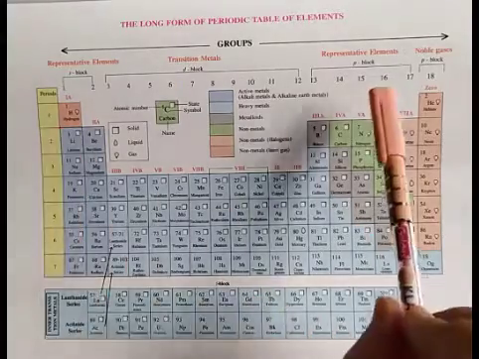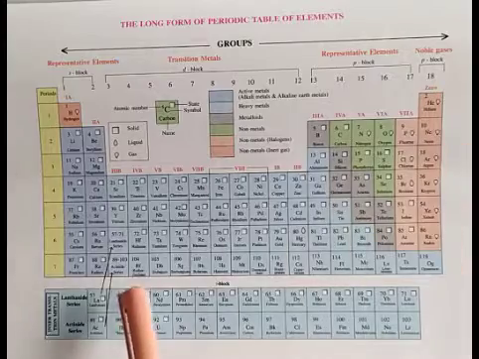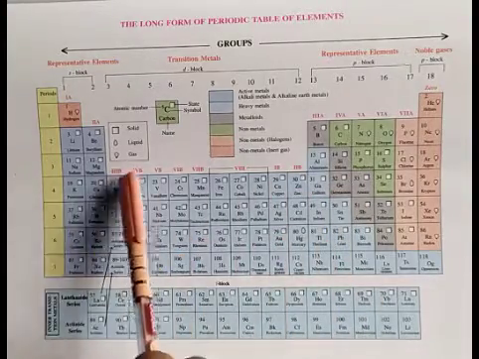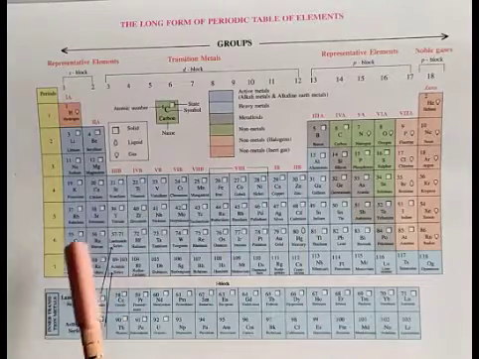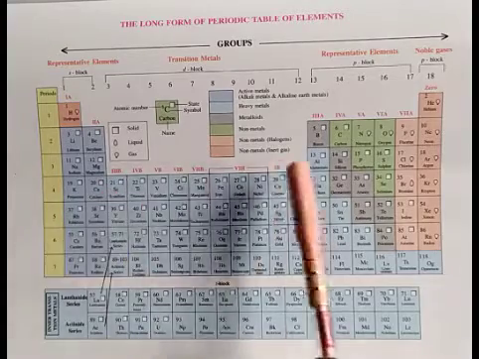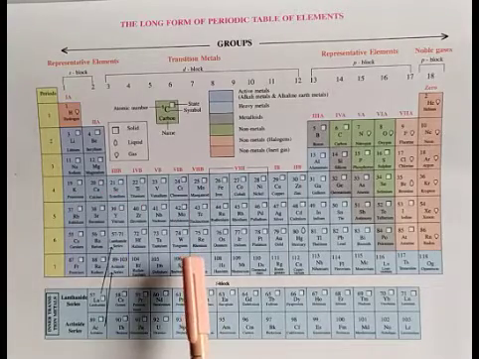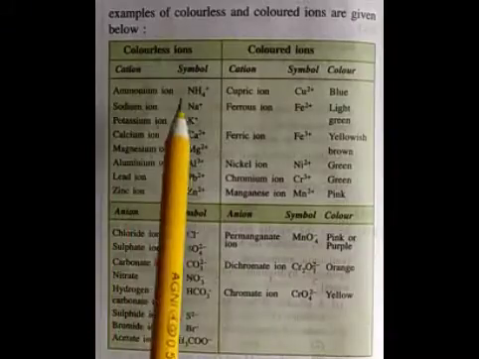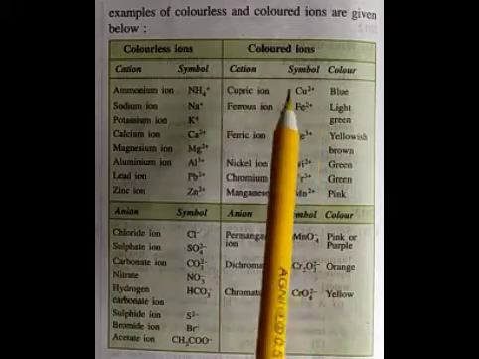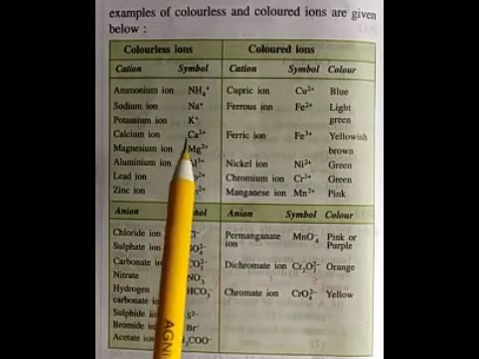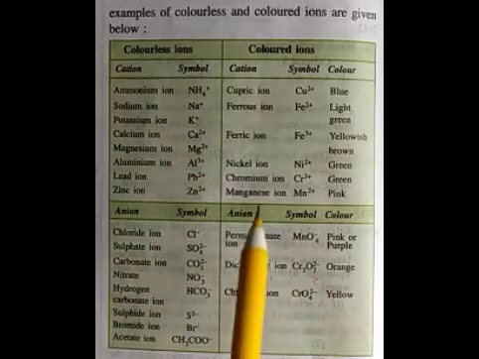So representative elements in their hydroxide form will give a white or colorless precipitate. But the transition elements, that means groups 3 to 12, will give colored salts, that means colored hydroxides. Let us take some examples of the representative and the transition elements. Now let us refer to the table given in your book, to explain how they show colorless and colorful compounds.